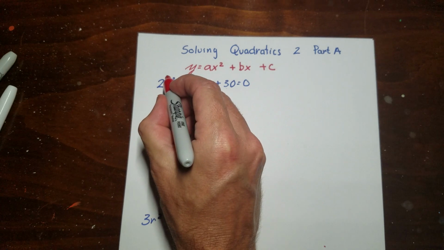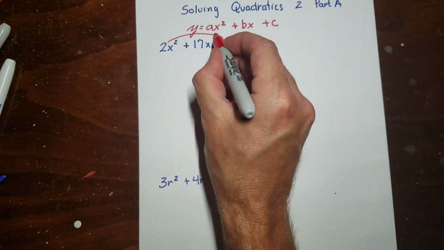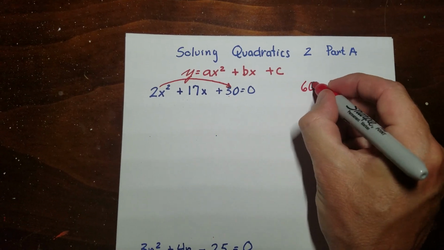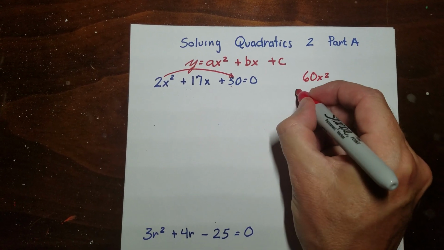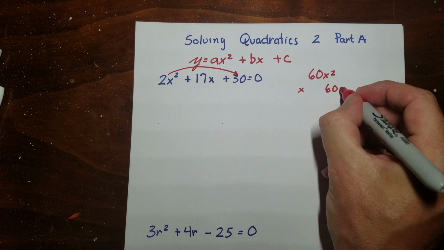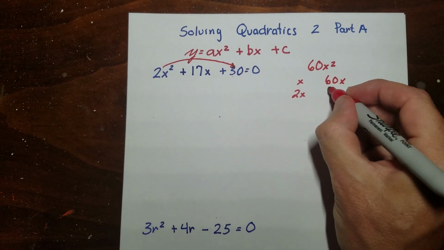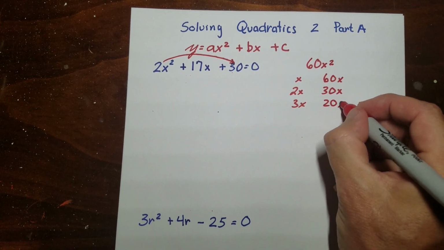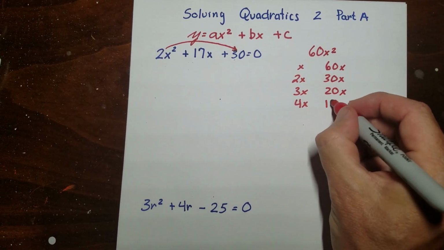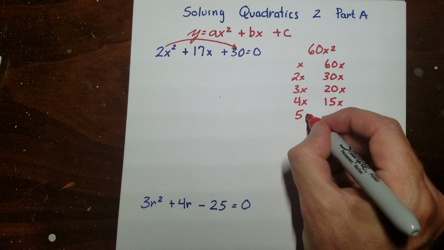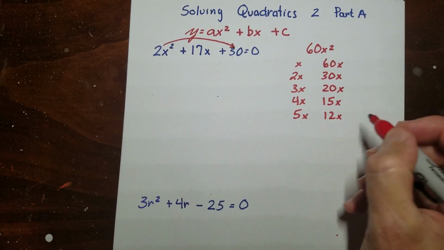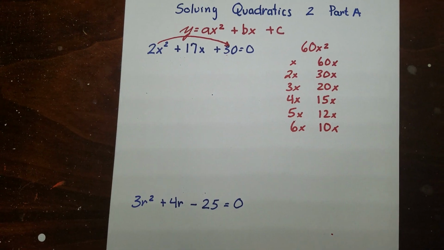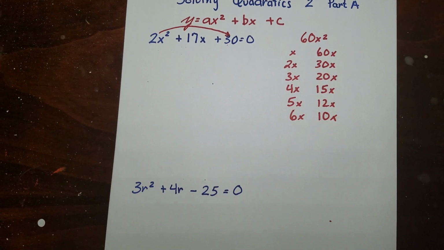So the first thing I'm going to do is multiply the 2 times the 30. And that's going to give me 60x squared. Then I list the factor pairs: 1x and 60x, 2x and 30x, 3 and 20, 4 will work with 15, 5 and 12, and 6x and 10x. And 7, 8, 9 won't go, so it's going to be what I've got here.